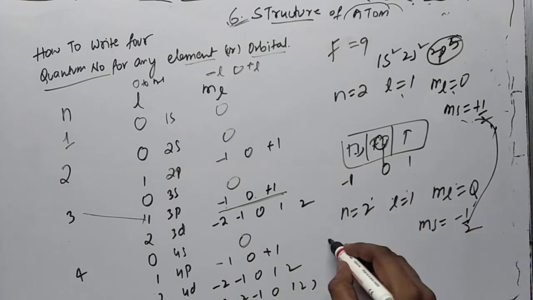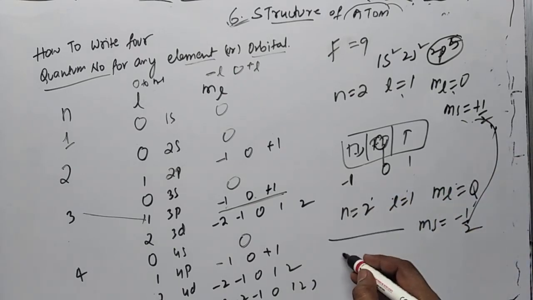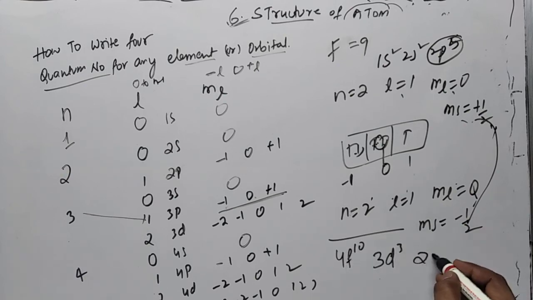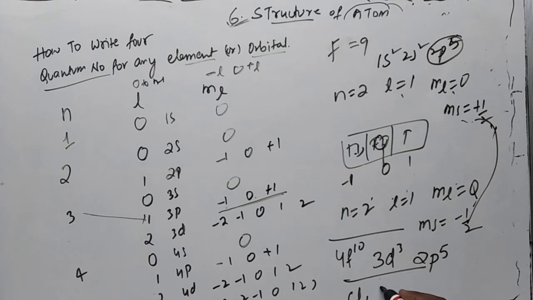You try to find the 4 quantum numbers for some other orbitals like 4f10 or 3d3, 2p5, or some elements like chlorine, sodium, argon, or calcium. You try to find the 4 quantum numbers for some other elements. You try.